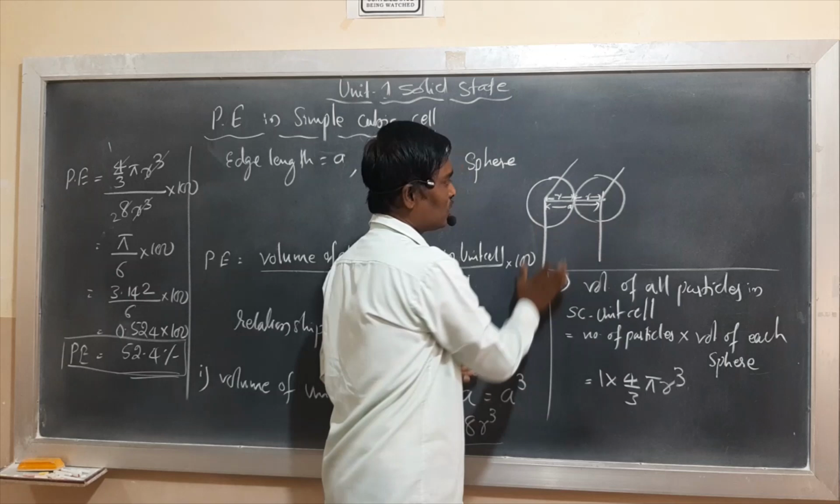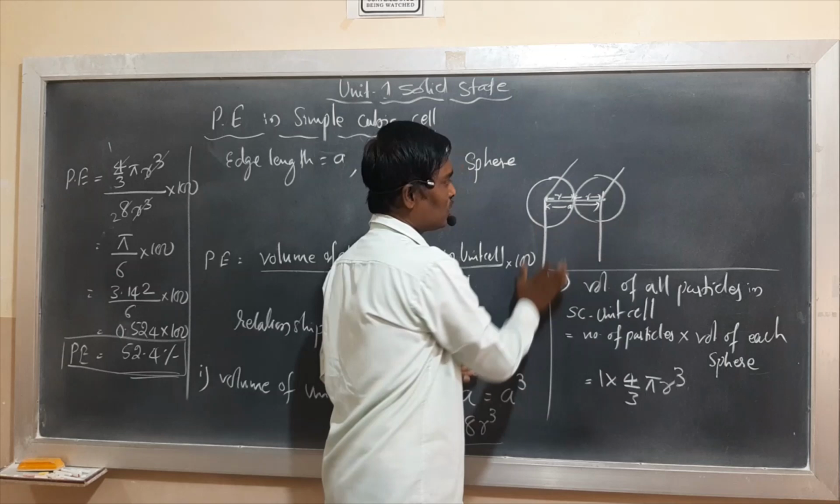Express this volume of unit cell in terms of radius of a sphere: replace a by 2r, because we know the relationship between edge length and r is a equal to 2r. So here replace a by 2r, so (2r) cube is 8r cube. After this, go for numerator term. So in numerator, volume of all the particles. Volume of all the particles in simple cubic unit cell, or in any unit cell, is defined as number of particles multiplied with volume of each sphere.